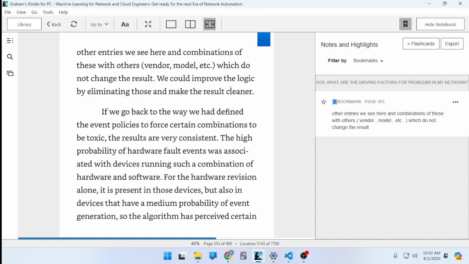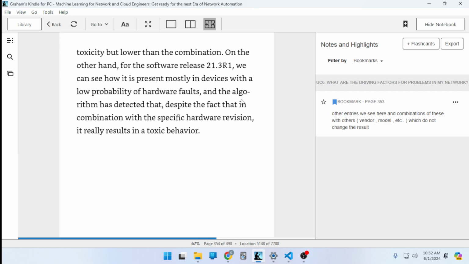If we go back to the way we had defined the event policies to force certain combinations to be toxic, the results are very consistent. The high probability of hardware fault events was associated with devices running such a combination of hardware and software. The hardware revision alone is present in those devices, but also in devices that have a medium probability of event generation. So the algorithm has perceived certain toxicity, but lower than the combination.